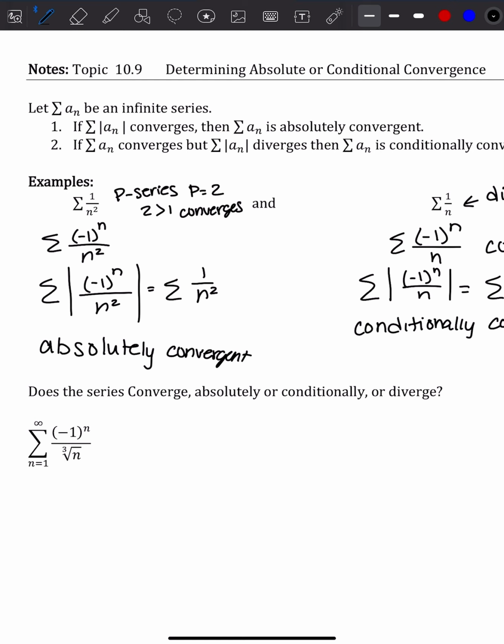So the first thing that we're going to do here is decide if this function converges or diverges. The reason why is because if we say that this diverges, then we don't even need to look at the rest of this, because only if it converges do we then look at the absolute value. And if we look at the absolute value and it converges, then it's absolutely convergent.